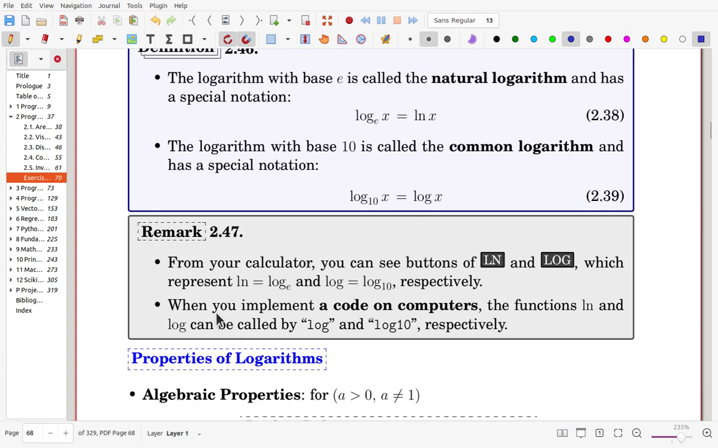However, when you are using a computer program and some computational languages, the function ln can usually be called by using log, and for common logarithm you have to use log10. So be careful. In that case, log means natural logarithm and log10 means the common logarithm. Okay.